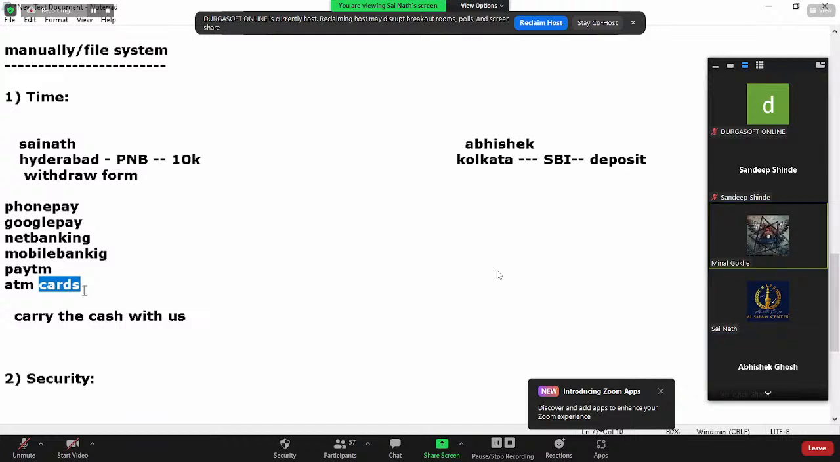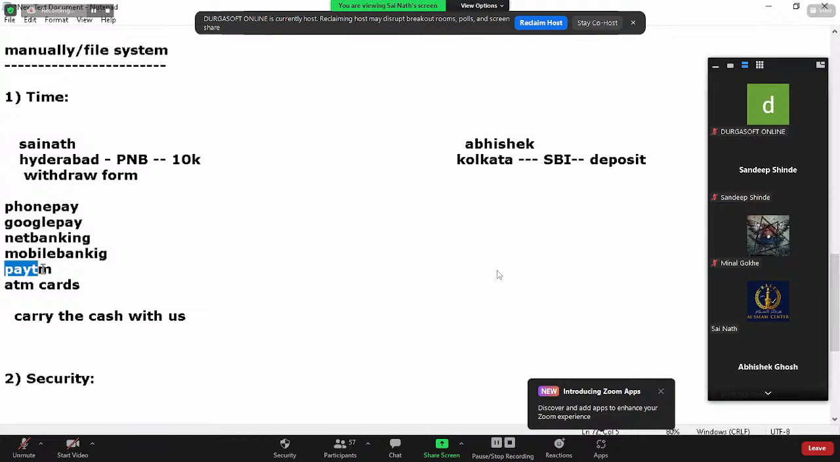Suppose I'm going outside, I drink one coffee. The coffee cost is 15 rupees or 20 rupees. I no need to carry the cash. I can pay through what? Paytm. Or I can pay through what? Phone Pay. Google Pay. Or I'm going to a supermarket. I want to buy some vegetables, or I want to buy some fruits. I no need to carry the cash. I can pay through Phone Pay or Google Pay or Paytm.